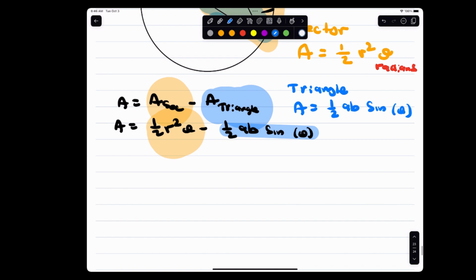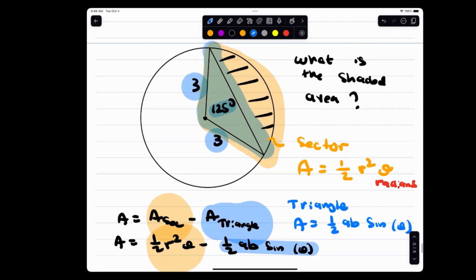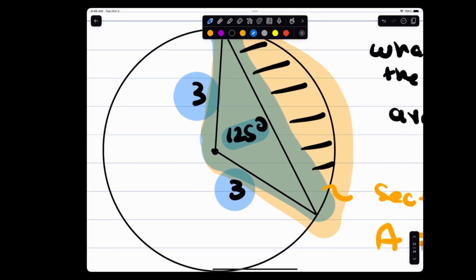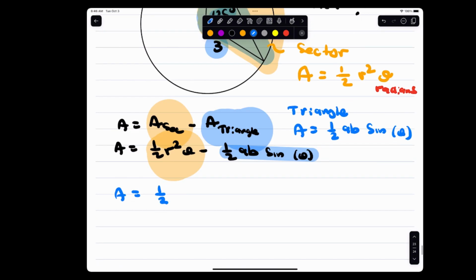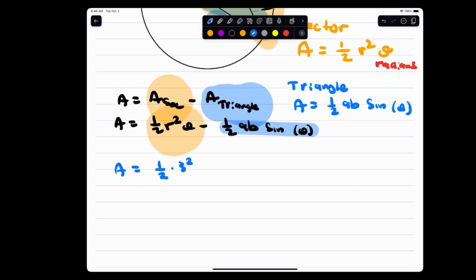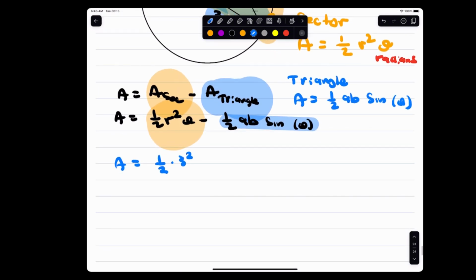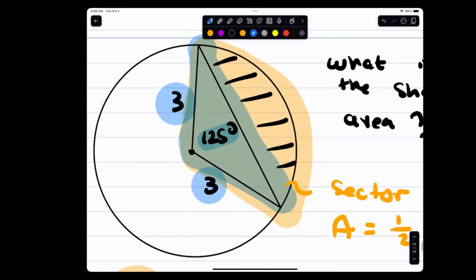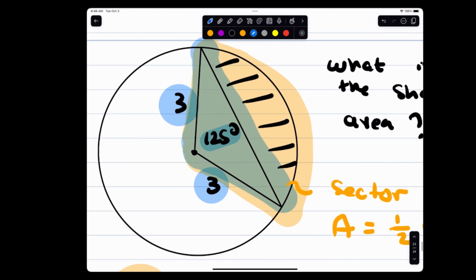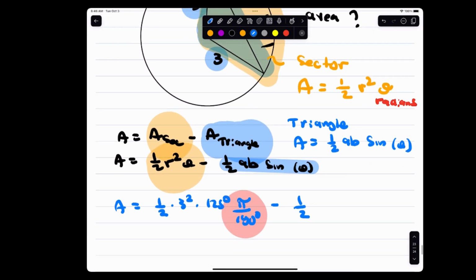Okay, let's write this stuff down. 1/2. What is R in your sector? Is that 3? Okay, so that's going to be 3 squared. What's the angle? 125 degrees. But it has to be in radians, so you put pi over what? 180. That needs to be in radians. You guys remember that homework? Okay, minus 1/2. Now what about the triangle? Isn't that 3 times 3? And then that's going to be what?